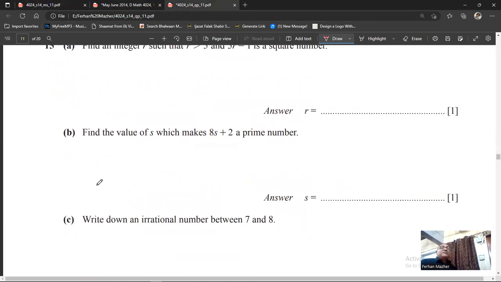Question number 15, B part. He says find the value of t that makes 8t plus 2 a prime number.